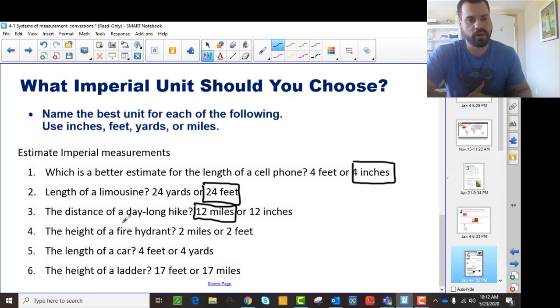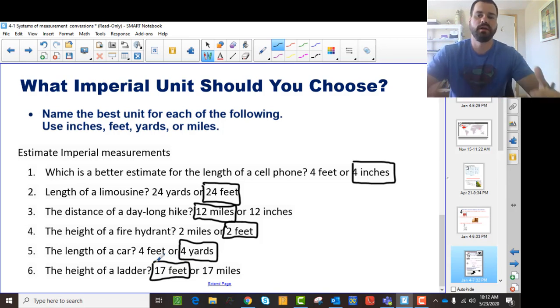12 inches is 1 foot. The height of a fire hydrant, obviously not 2 miles, right? It's 2 feet. The length of a car, 4 feet's probably not the length of a car. You wouldn't fit in it very well, all right? So we're gonna say 4 yards, or about 12 feet, okay? And then the height of a ladder, probably not 17 miles long. So we're gonna say 17 feet, okay? But it just helps you kind of visualize what those are.